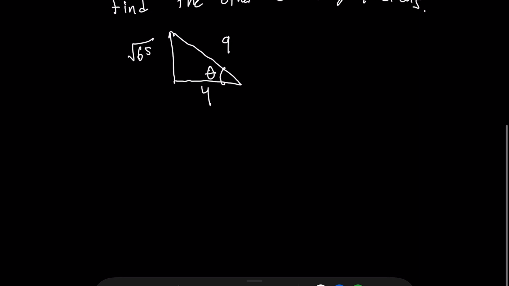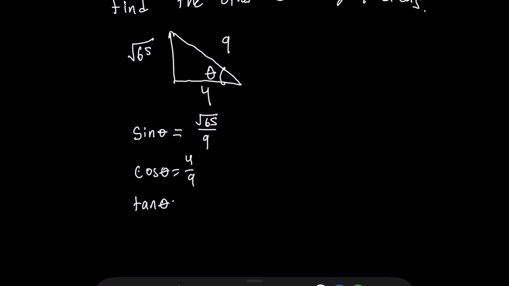So now, all we have to do is just do our SOHCAHTOA, sine theta, root 65 over 9. We already know cosine theta is equal to 4 over 9. Tangent theta is just equal to root 65 over 4.